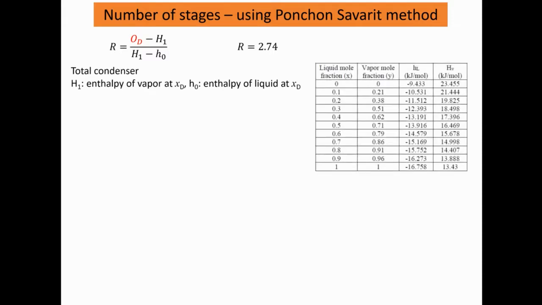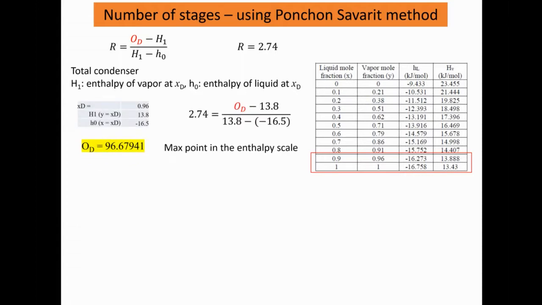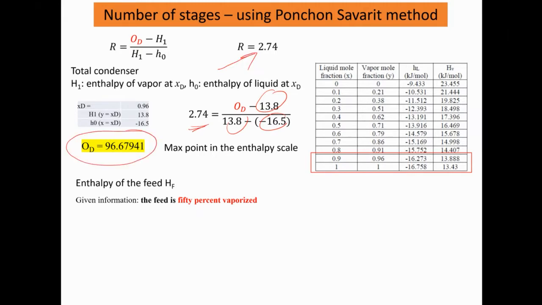Okay, so we have enthalpy of vapor at XD, and this is the graph you're going to use. This is your XD equal to 0.96, and then you can go to H1, Y equal to XD, and get it by interpolation. You can get H0 equal to minus 16, substitute in the equation with all these variables, and that gives the flux ratio. Now you can get QD from the equation, and this is going to represent the maximum point in the enthalpy scale.